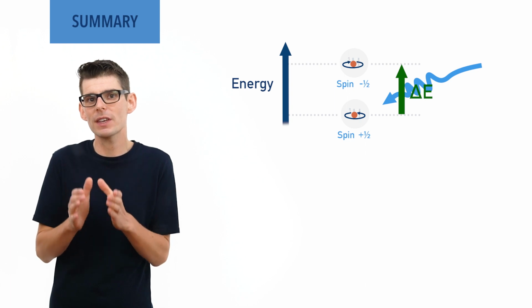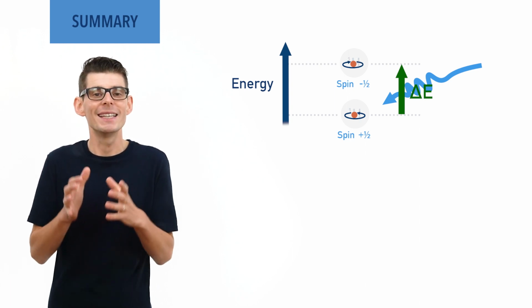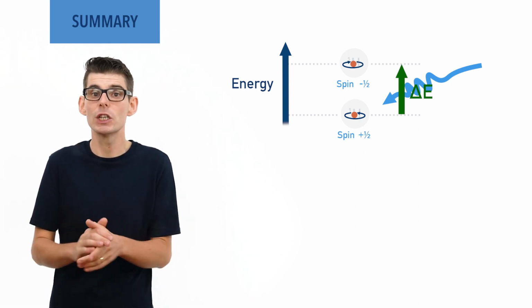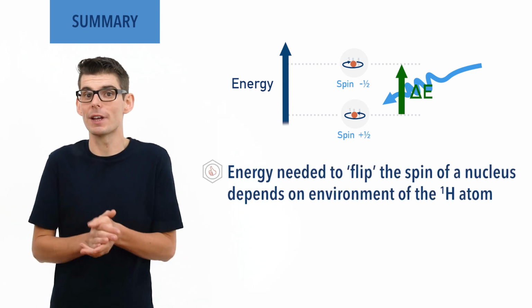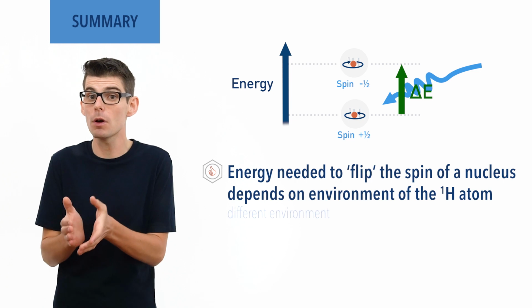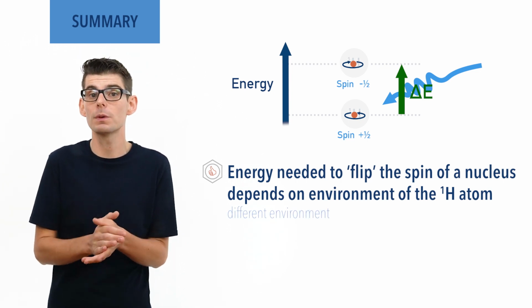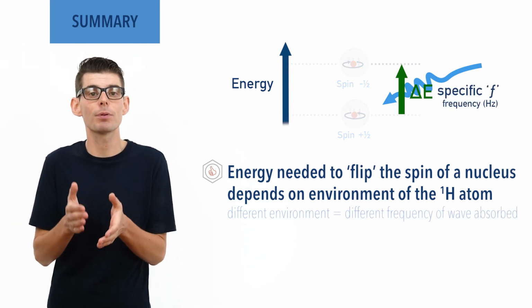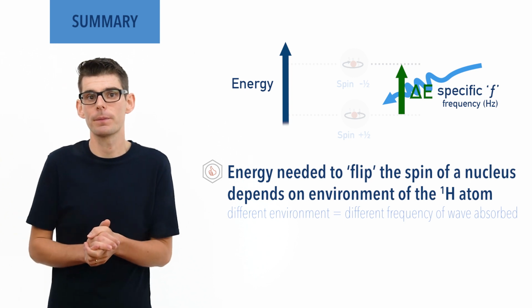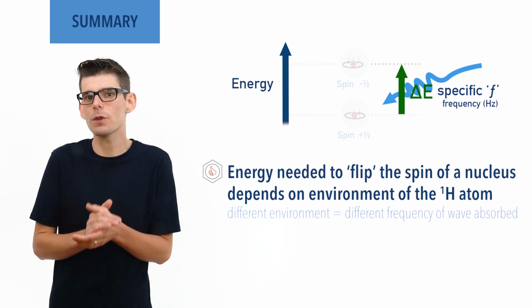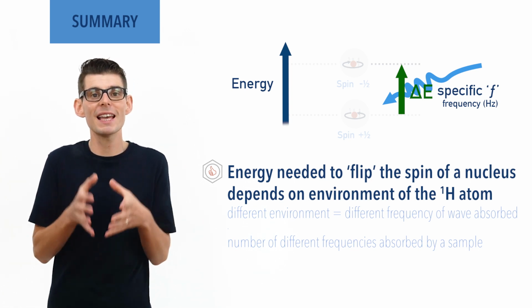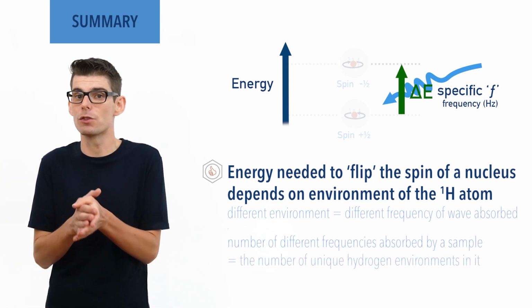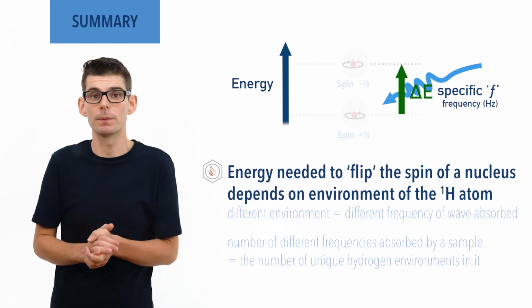Depending on the specific environment of a hydrogen atom, different amounts of energy are needed to flip the spin of its proton, meaning hydrogen atoms in different environments in a molecule absorb different frequencies of radio waves as their proton spin flips. The number of different frequencies of radio waves absorbed by a sample will be the same as the number of unique hydrogen environments in the molecule.